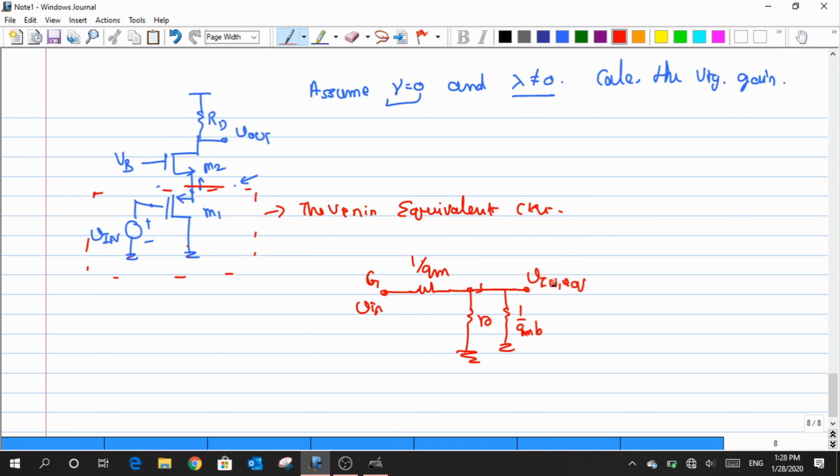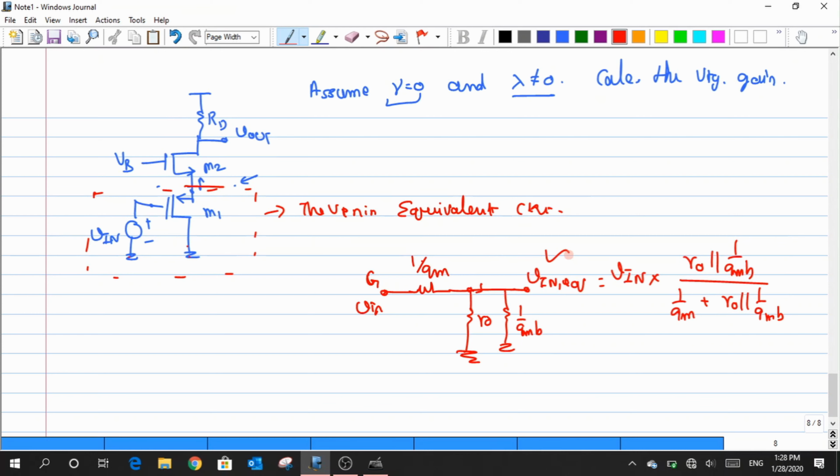Yeah, so the V in equivalent is nothing but this resistance, or V in into this impedance, which is R naught in parallel with GMB, divided by 1 by Gm less. Okay, so now that I have got this equivalent voltage, the Thevenin's equivalent voltage, how will I extract the Thevenin's equivalent resistance?